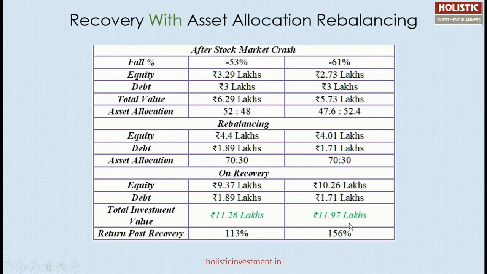Let's compare. Recovery without asset allocation rebalancing gave back only the initial 10 lakh investments as the Sensex completely recovered. But the recovery with asset allocation rebalancing has given you an additional 1.26 lakhs profit in the dot-com crisis and almost 2 lakhs profit in the global financial crisis. So what do you think is the right choice? Recovery with asset allocation rebalancing has given you a faster recovery and additional profit in the same time frame.